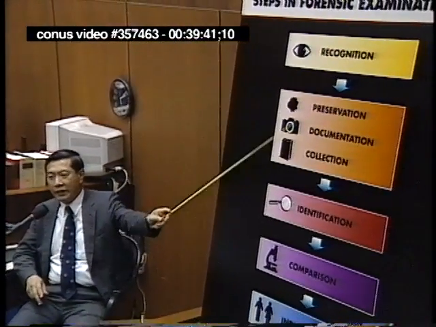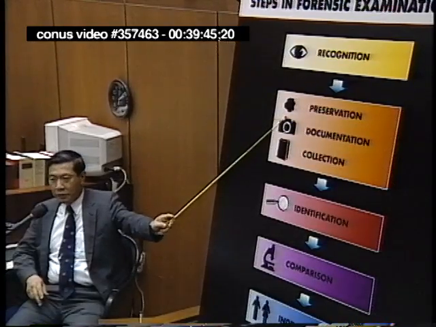All right, I'm mindful of the time. Let's move on to the next step: preservation, documentation, and collection. What do you mean by that? This is a group activity.